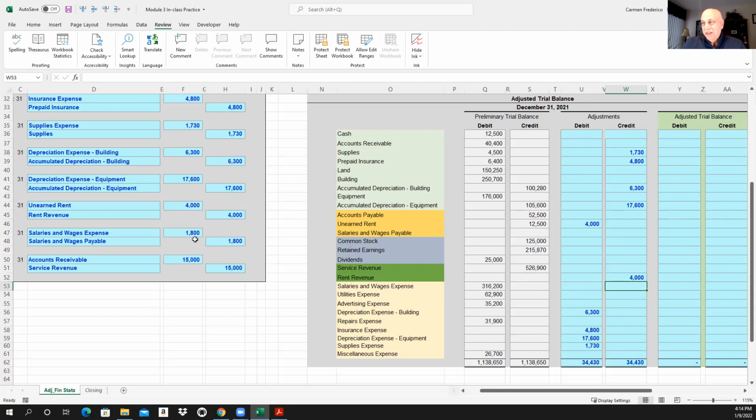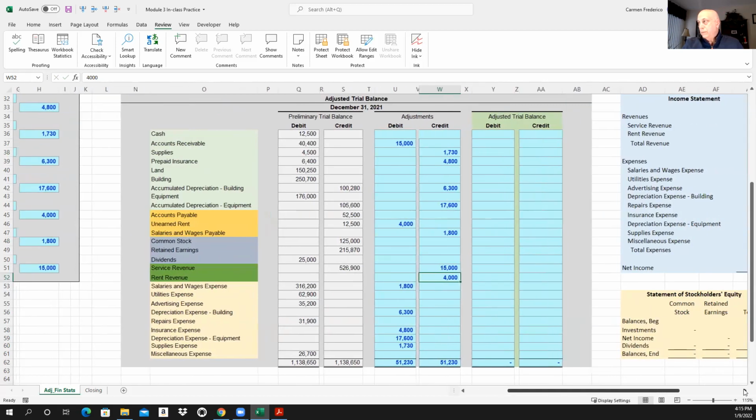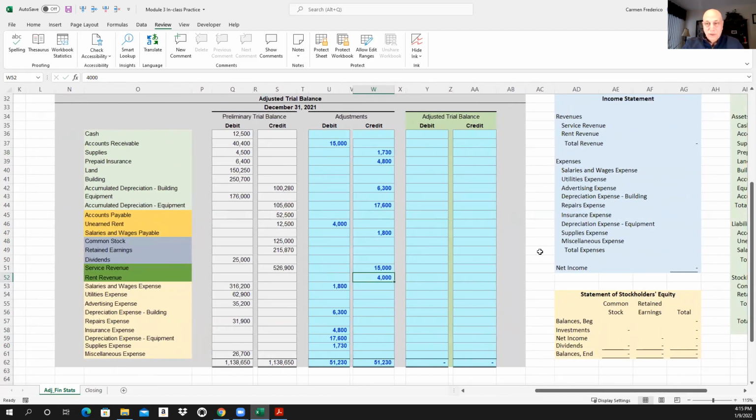Then we have our salaries expense. We post that debit of 1,800. And our salaries and wages expense payable. Now we post that credit of 1,800. And lastly, we post this accounts receivable debit of 15,000. And then we post the service revenue credit of 15,000. Okay. So we've just posted all our entries onto this worksheet.